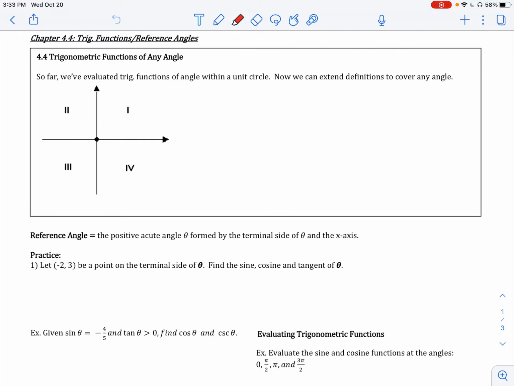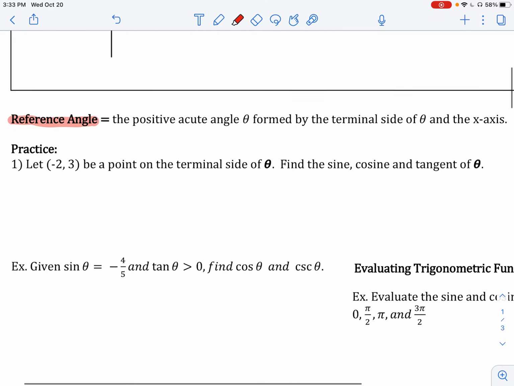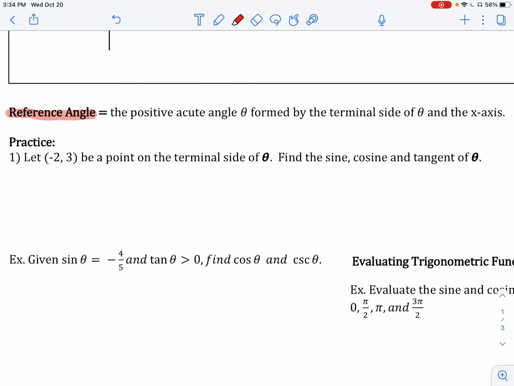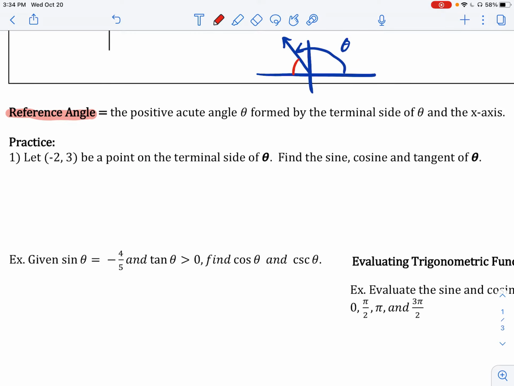So let's start first with the idea of the reference angle. So what is the reference angle? The reference angle is simply the positive acute angle that is formed by the terminal side of an angle theta and the x-axis. So for example, suppose I had some angle, and its terminal side ended here. This is my angle theta. My reference angle would be this angle here. It's the remaining angle between that terminal side and the closest x-axis.